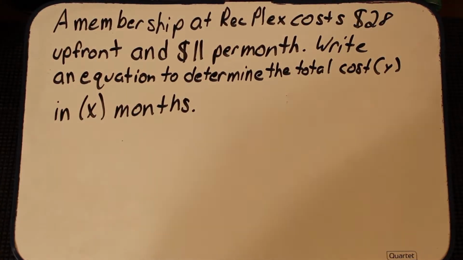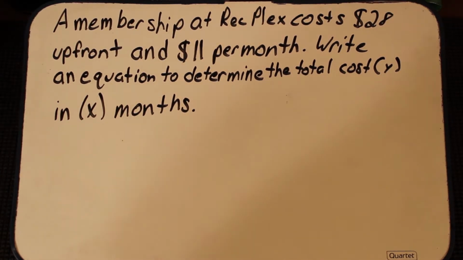Now, the best way I can think of to explain this is to look at some problems, because that really puts into context what we're talking about. So why don't we go do that? The first problem I want to look at today goes like this. A membership at Recplex costs $28 up front and $11 per month. Write an equation to determine the total cost, Y, in X months.